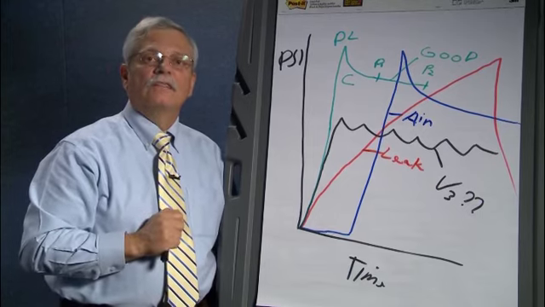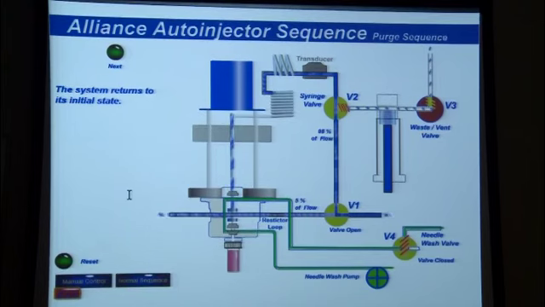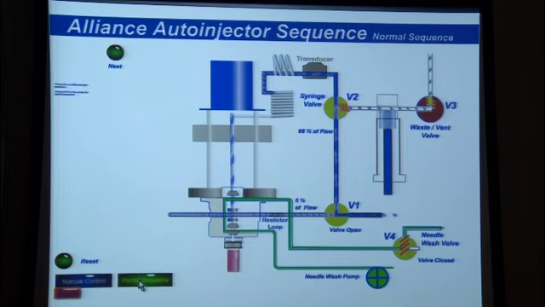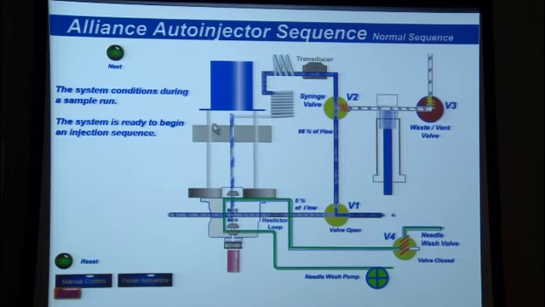Now, let's take a look at the injection sequence. The injection sequence on this is called the normal sequence. Again, the valves start off in the normal position. Valve 1 open, valves 2, 3, and 4 closed. Flow going through the system, 95% going through the sample loop, 5% going through the restrictor.